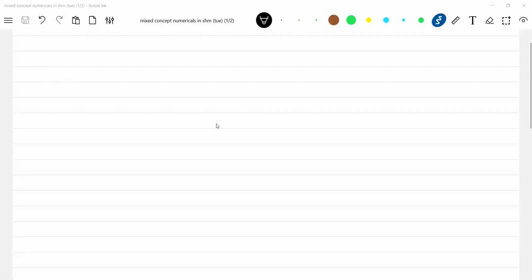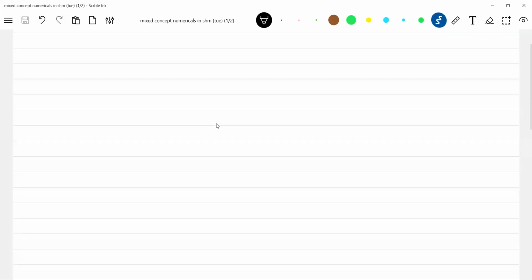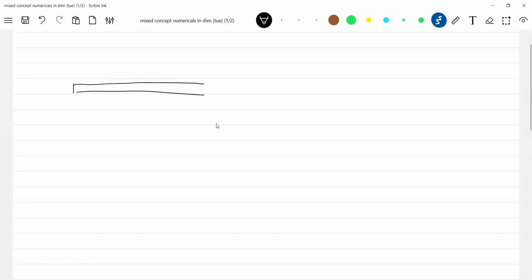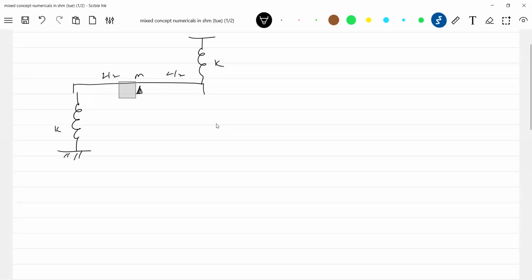Begin with the angular SHM problems. First we'll take the angular SHM problems here. So let there be a rod, and it is hinged at the midpoint. Let m be the mass of the rod. Let k be the spring constant. We have to find out the time period of oscillation of this rod.